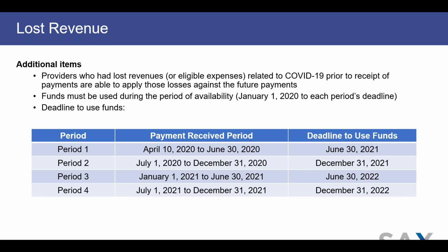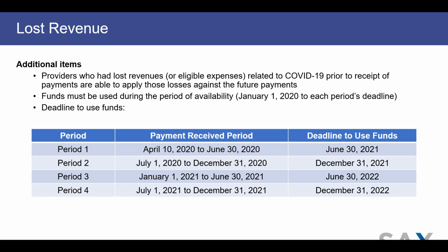Some additional items. Debbie kind of mentioned this first point earlier, but if you have any losses or expenses with COVID-19 prior to receiving payments, you're able to use those future provider relief funds against those old losses or old payments, as long as they occur starting January 1st, 2020 and later.